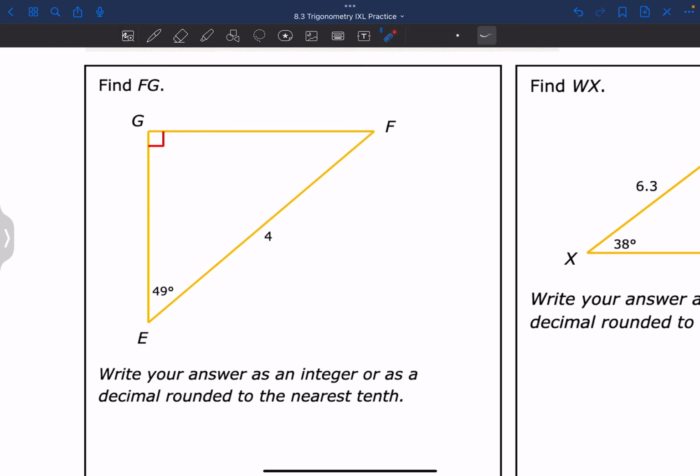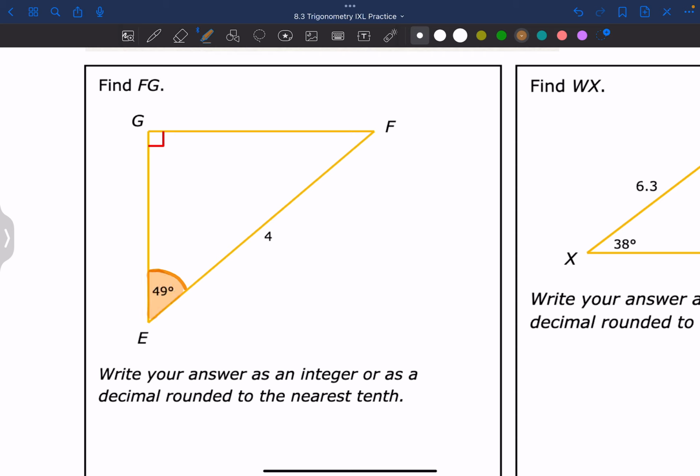So what we need to do is find FG. This is the one that we're looking for, FG. What side is that? It's literally this side right here. This is FG. Okay? So we're looking for that one. What we need to do, step 1, is to label our right triangle. That comes from looking at the angle that we're given. What angle are we given? Well, we're given the angle E. It is 49. So this is our angle right here.